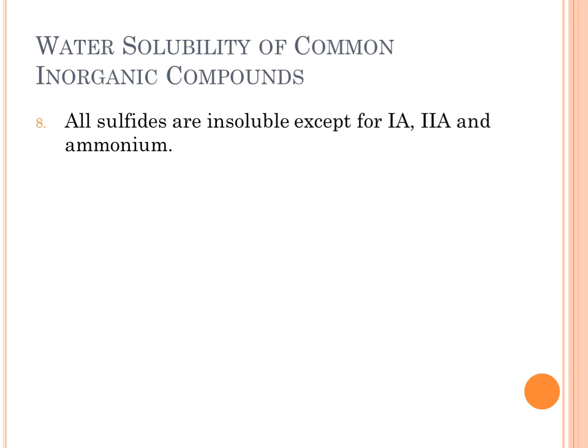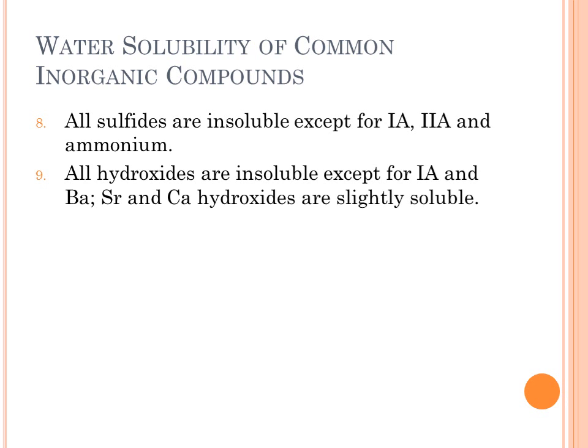Now, sulfides tend to be insoluble, but there are a couple of exceptions. Sulfides formed with group 1A, 2A, and ammonium ion as the cation are soluble. Hydroxides tend to be insoluble except for group 1A, and barium, strontium, and calcium hydroxides tend to be slightly soluble. And so you don't really get a lot of solubility out of those. It's not like group 1A, which is an extremely soluble hydroxide. Those group 2As are less soluble. Barium's pretty soluble, but strontium and calcium are even less soluble.